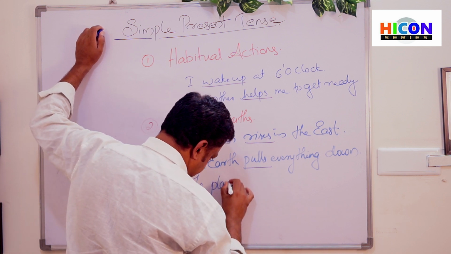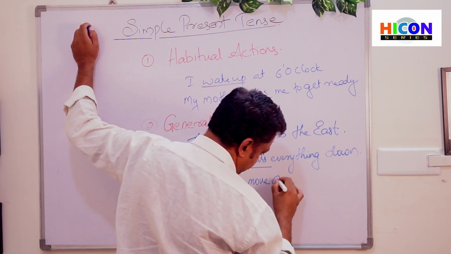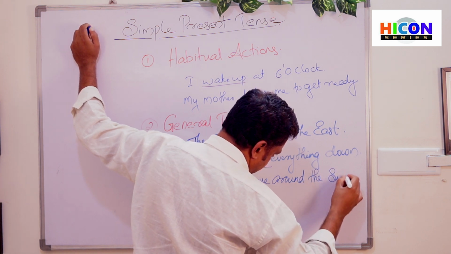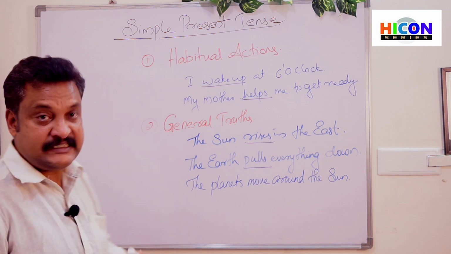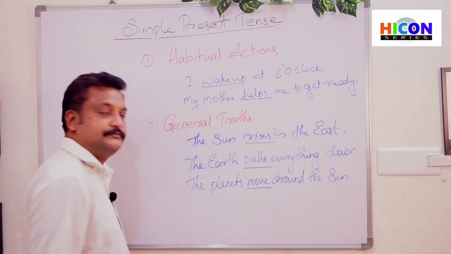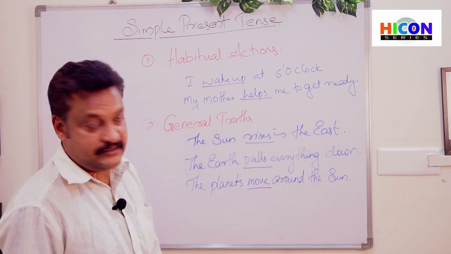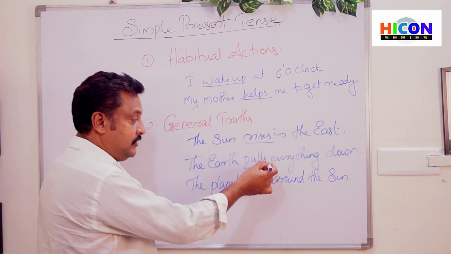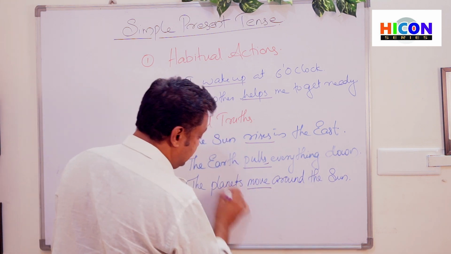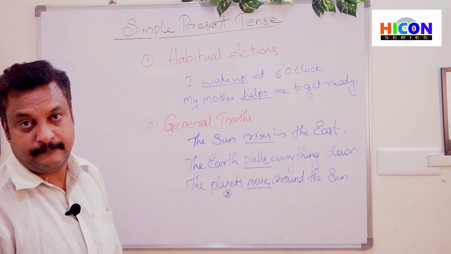planets move around the sun. Isn't it? The planets move around the sun. Here, move. So the sun is only one, so we got rises, s added to the verb rise. The earth is only one, so we got an s added here. But the planets, how many are there? Yeah, 8 planets are there. So it's more than one. So what happens? Only move is there.